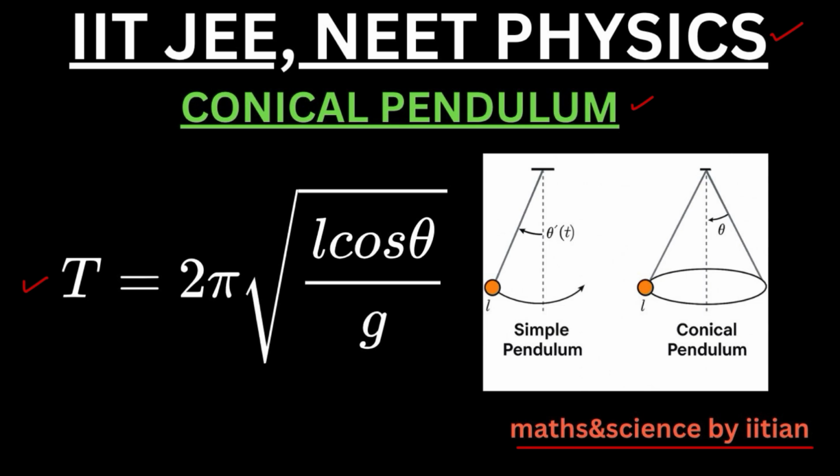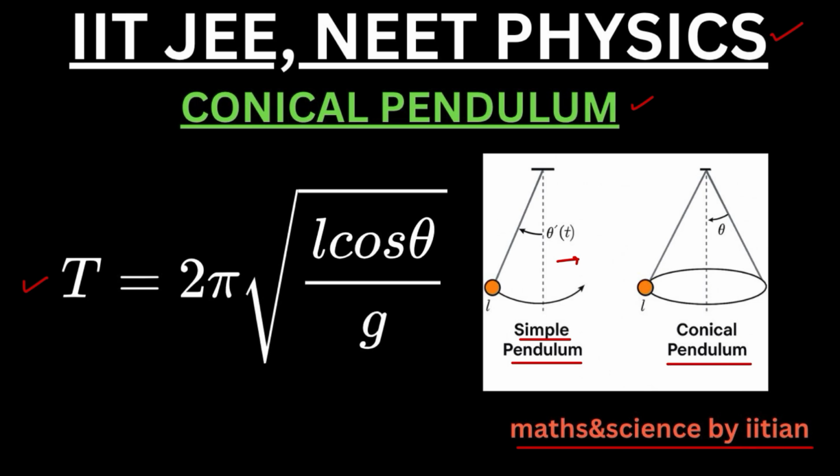In regular kinematics and application of Newton's laws, you might have already known about the simple pendulum. A simple pendulum oscillates in the vertical circle, whereas a conical pendulum moves in the horizontal circle.